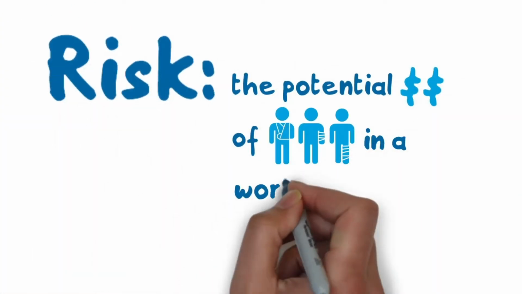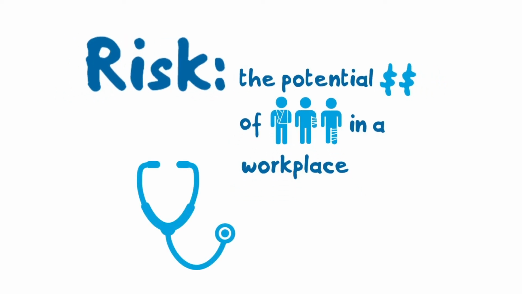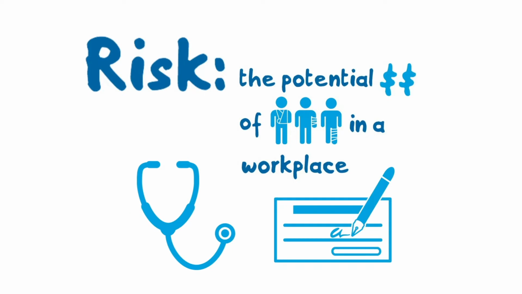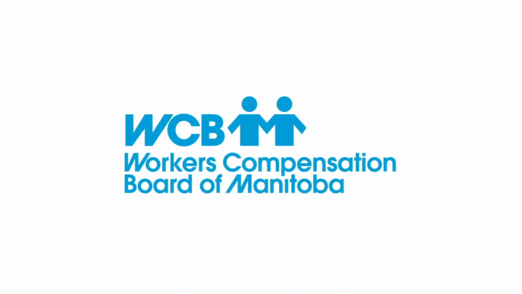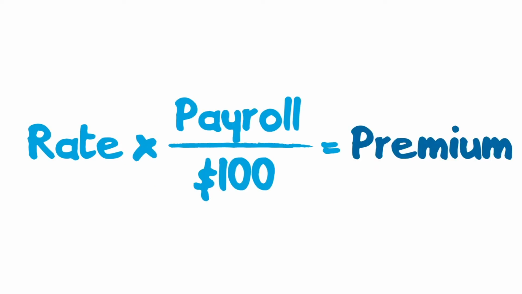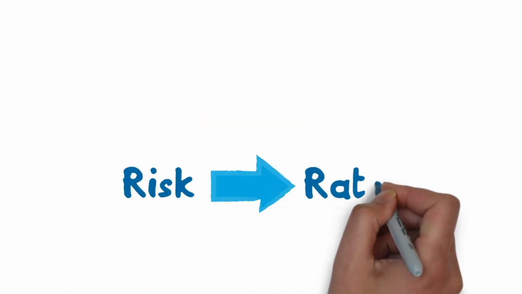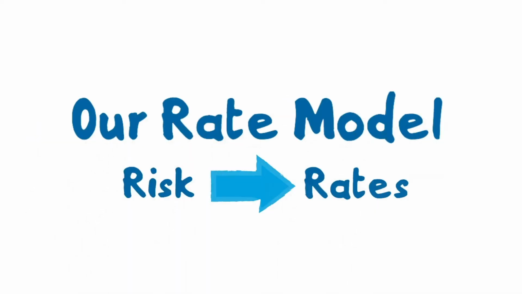We define risk as the potential cost of future injuries in a workplace based on the cost of past claims. This includes things like the cost of covering the medical bills of a worker and wage coverage. Your risk is expressed in your WCB rate. Your rate is multiplied by every $100 of payroll to determine your premium. Let's take a closer look at how we assess your risk and set rates, what we call our rate model.